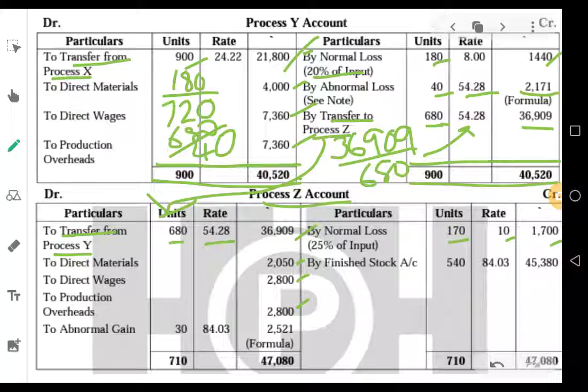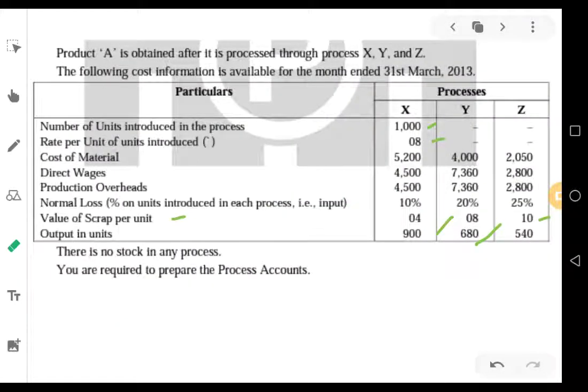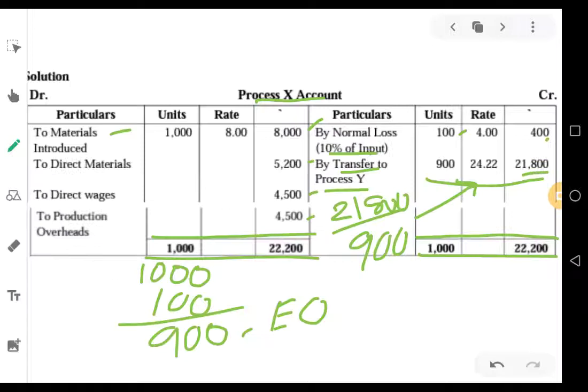After making the entry of normal loss, see if you have any abnormal loss or gain. Total number of units inputted is 680. If you subtract the 170 loss from it, you should get 510. That is the expected output. Expected output is 510. But actually, what is the output given in the question? If you see, 540.